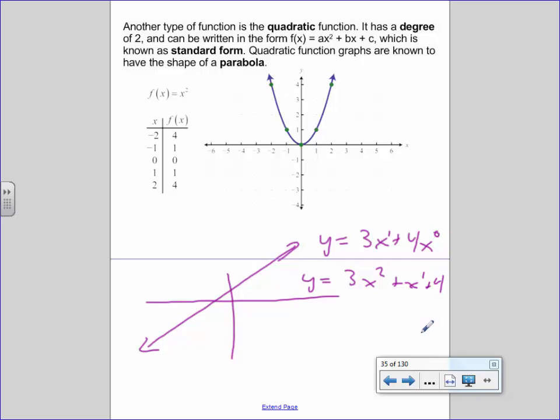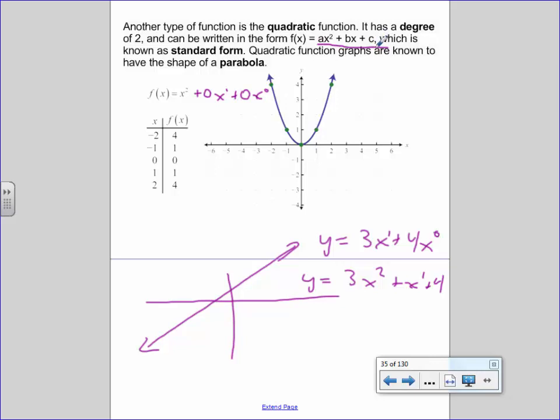Have I ever shown you that? Even if I give you the graph of x squared right here, it actually means that you have 0 x to the 1s, and you have 0 x to the 0s. And most of the time we don't bother writing that stuff. But in theory, you can always write it in this format: a certain number of x squareds, a certain number of x's, and a constant term.